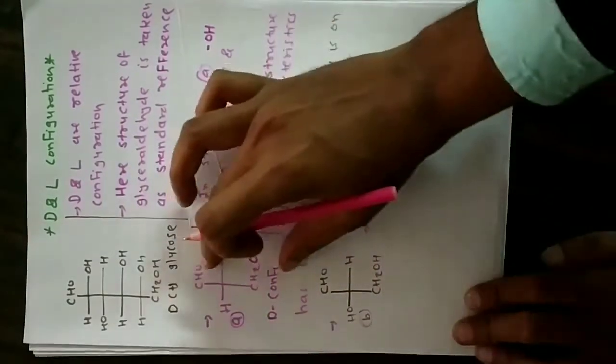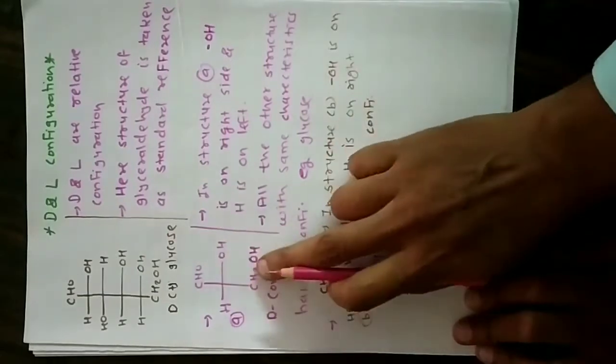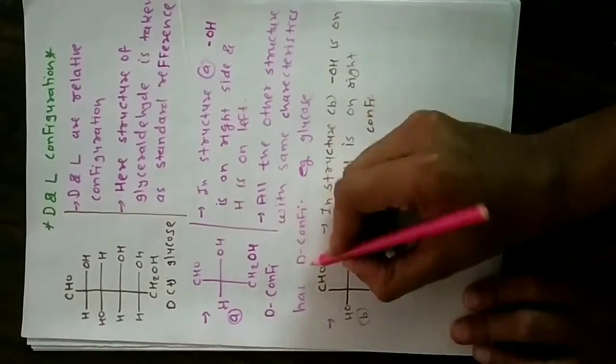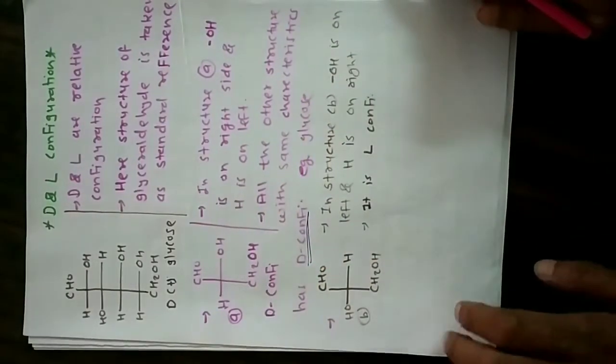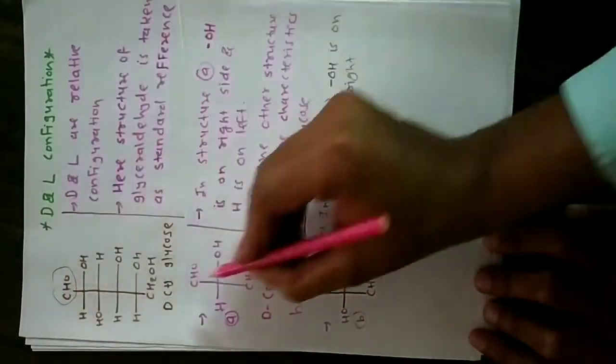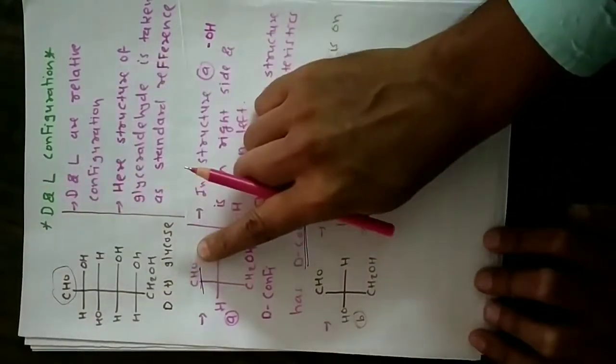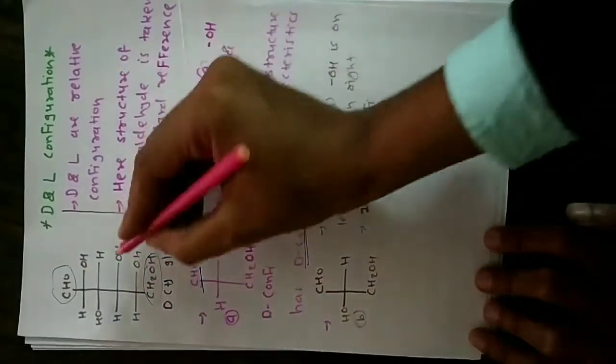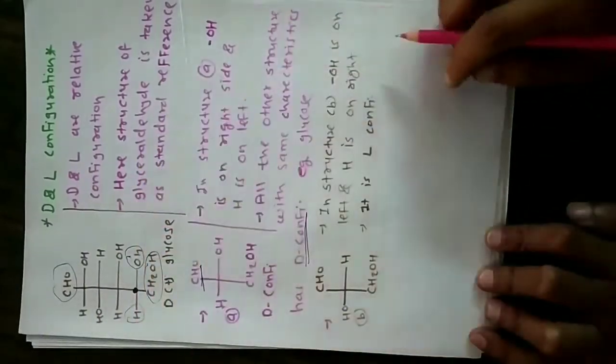Now this is the standard configuration and it is called D configuration. Here you can see D configuration. Now you can see this structure in glucose: CHO is on the upper side as such, and CH2OH is on the downside. I am taking this carbon as the middle one. OH is on the right hand side, H is on the left hand side. So we can say that as compared to this, our glucose has D configuration.